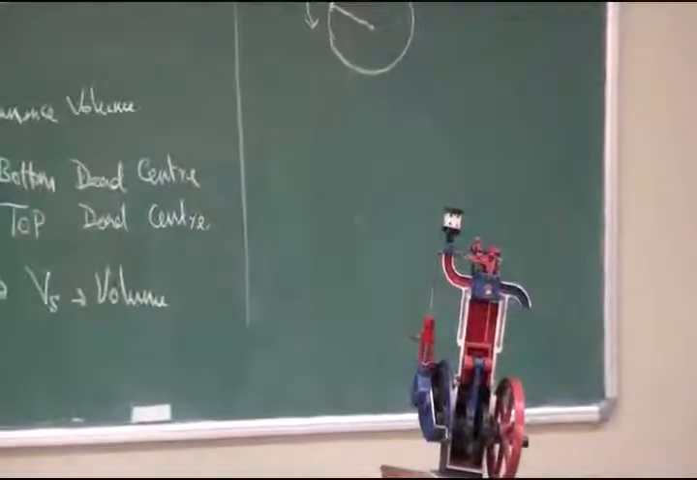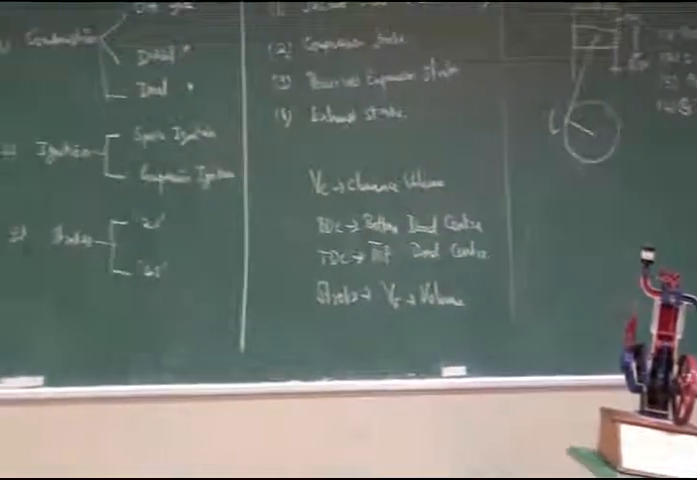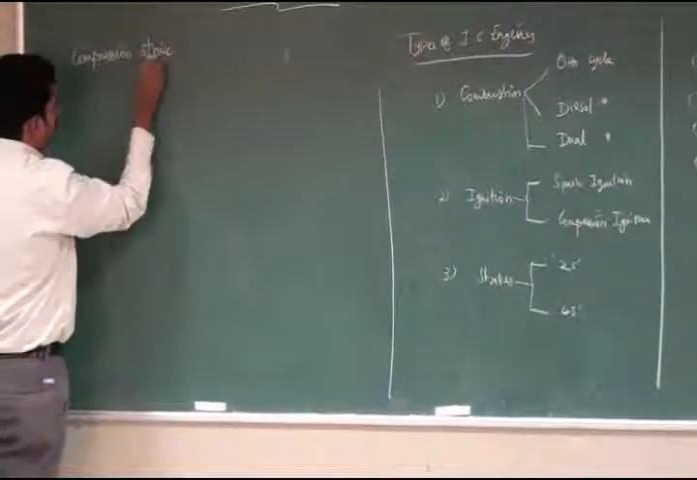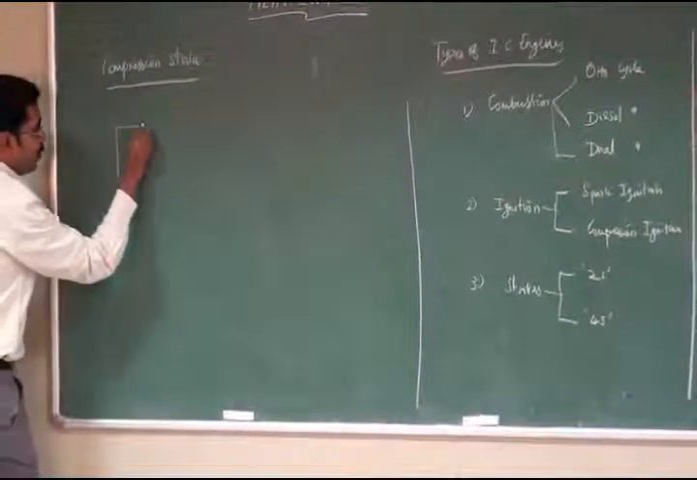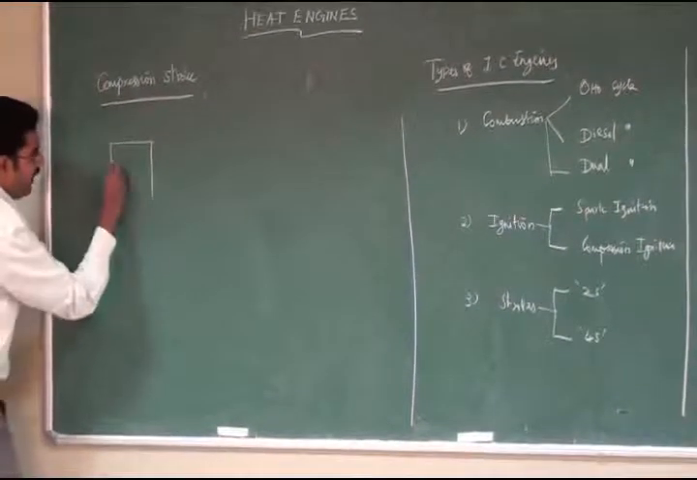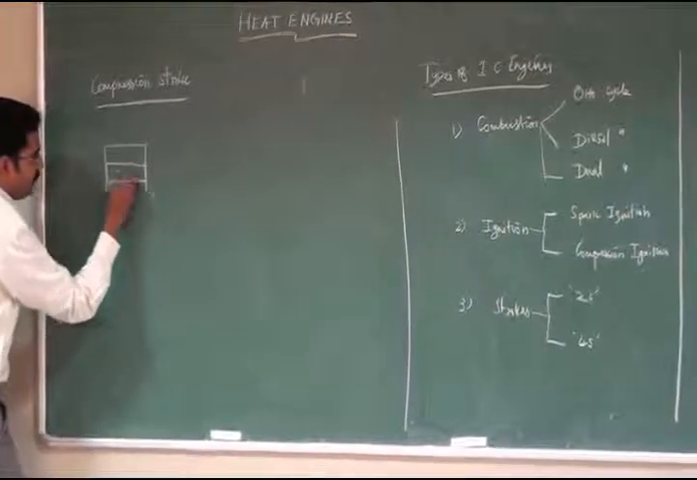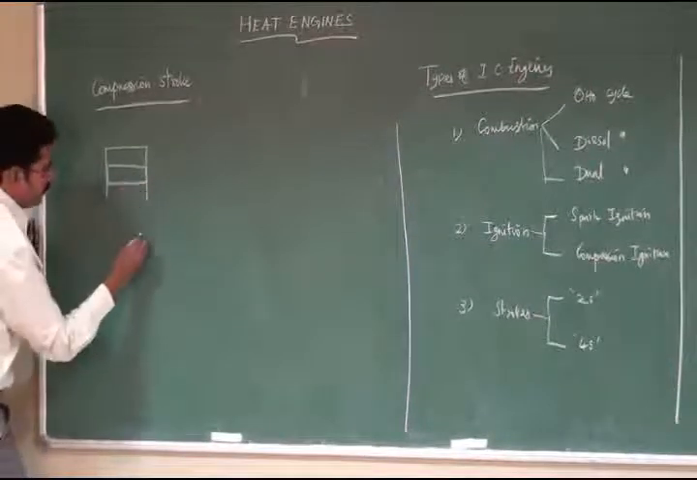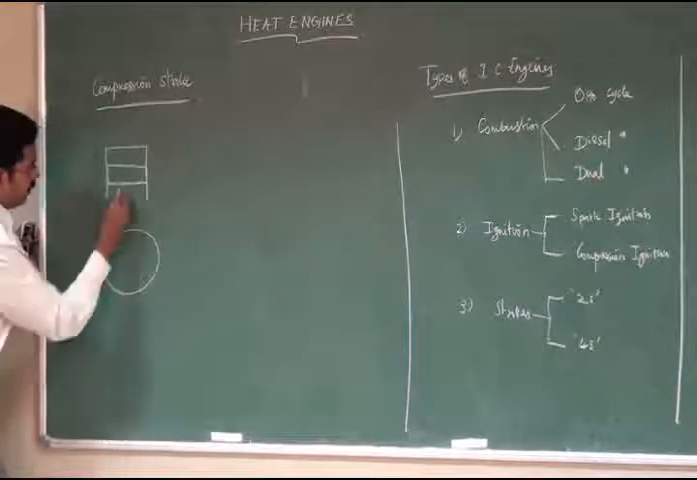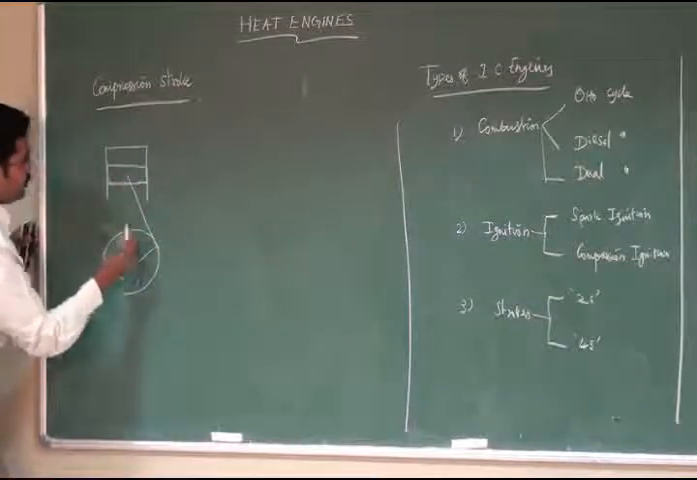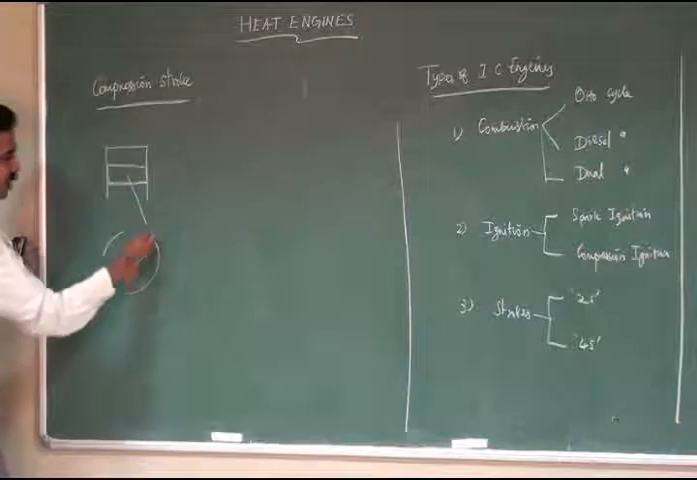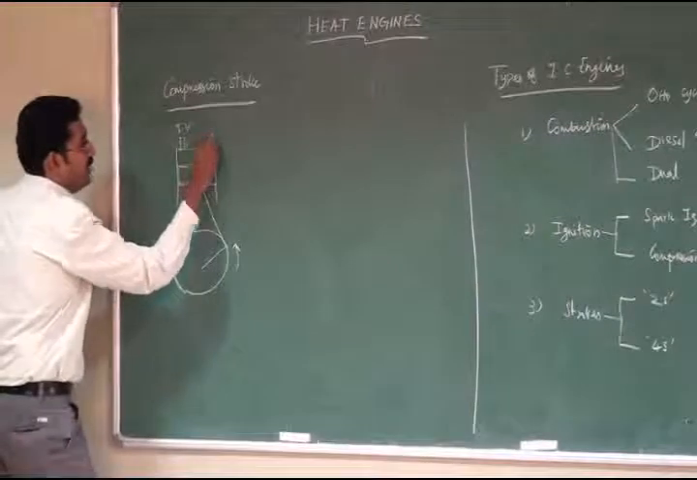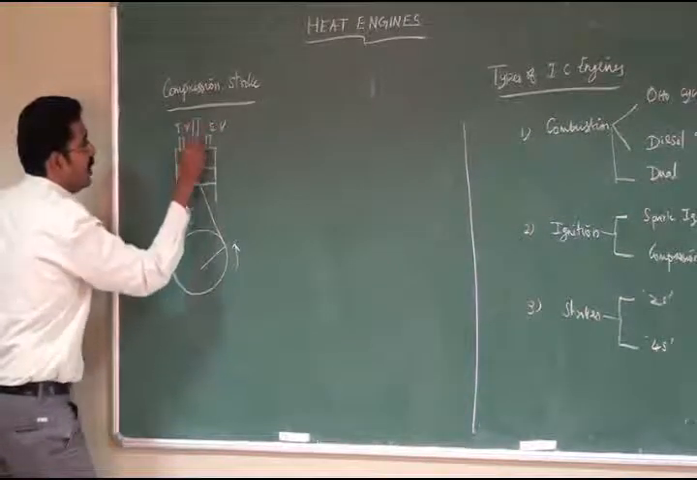Next stroke, compression stroke. In this compression stroke, the air fuel mixture gets compressed. That will be shown by the line diagram. This is the cylinder, then the piston, and we are seeing the connecting rod, crank, and rotary motion. We have both the inlet valve and exhaust valve, and we have a spark plug.